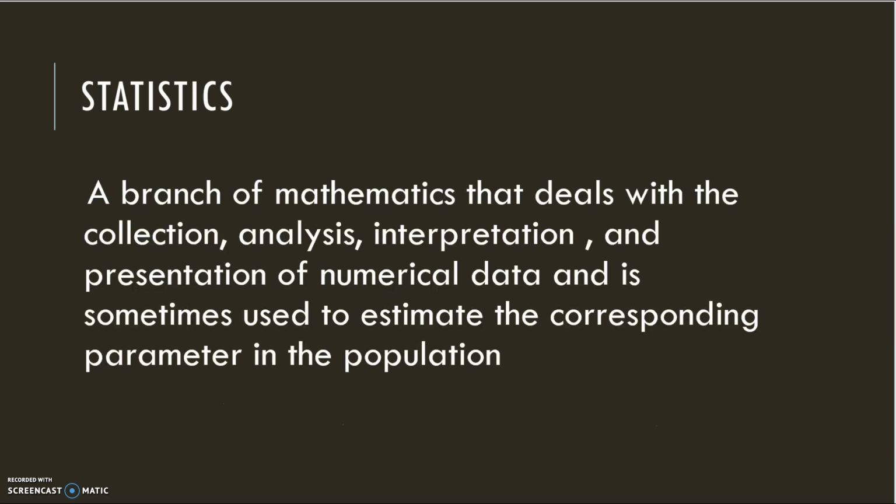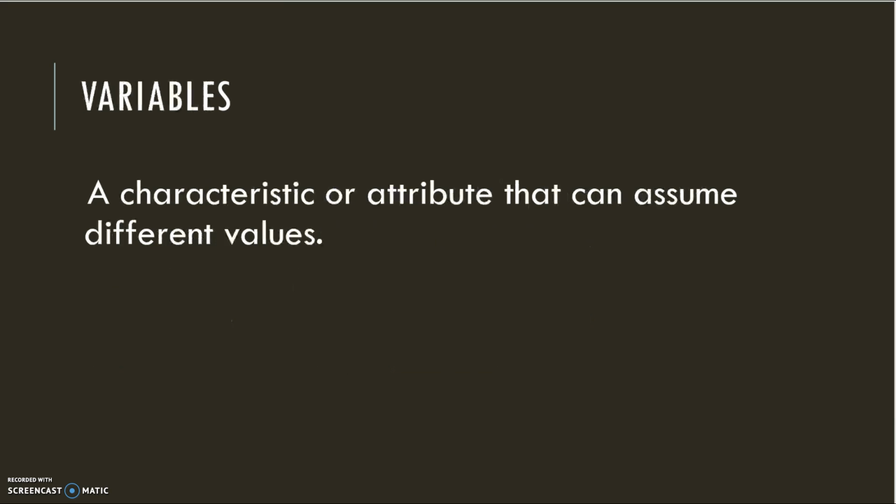In mathematics, there are several different ways to use variables. Statistics is a branch of mathematics that deals with the collection, analysis, interpretation, and presentation of numerical data and is sometimes used to estimate the corresponding parameters in the population. Variables. A variable is a characteristic or attribute that can assume different values, and variables can be classified in various ways. Two ways of classification are as qualitative variables and quantitative variables.